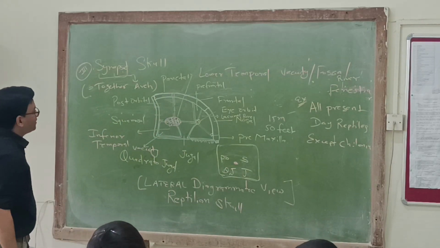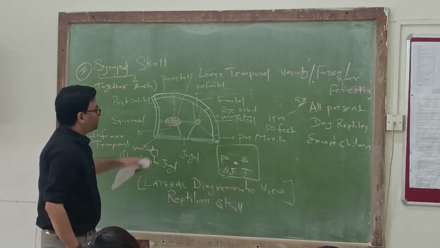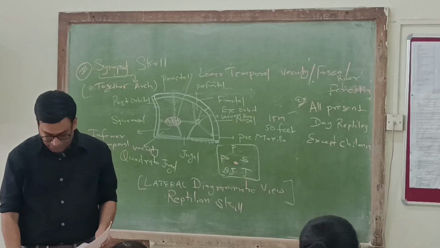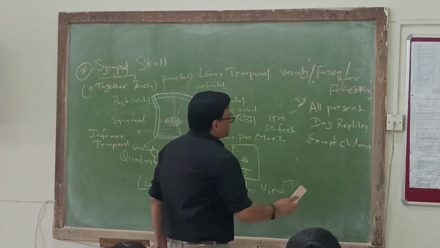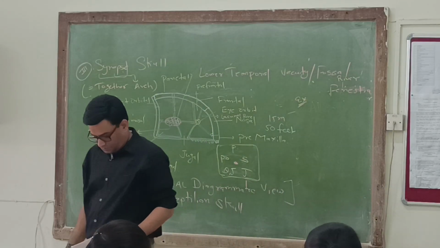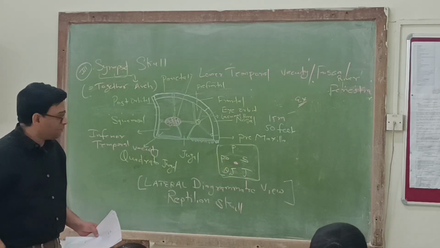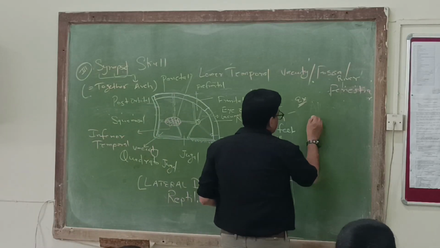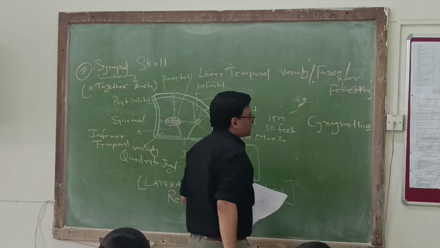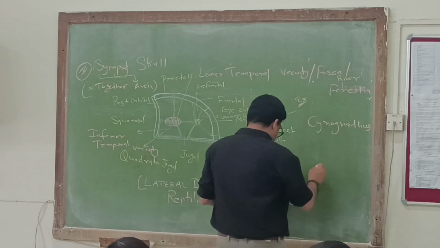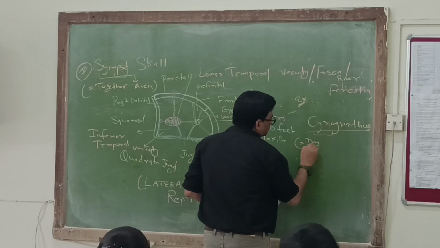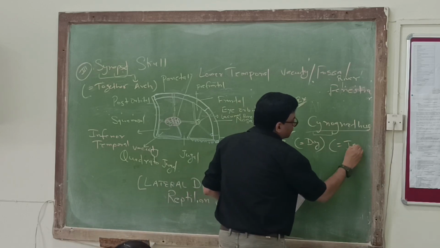Or you can also write that above these bones there will be a parietal bone. You can write it if you want, just to show the arrangement. And the example, this is very, very important, the example is Cynognathus. Cyno means dog and gnathus means jaw, dog-like jaw.